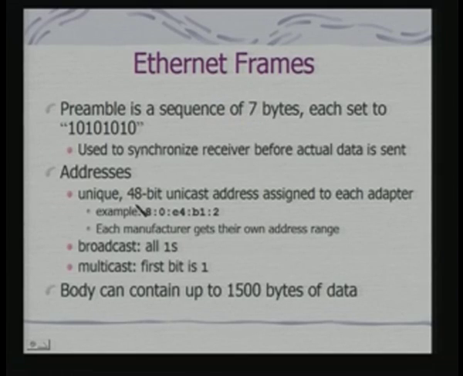The address is a typical 48-bit unicast address. This is an example, and each manufacturer can associate its own address. Now, if it is to be broadcast, then you use a special address. For multicasting also, you need to use a special address. So, once the address is checked, the hosts listening to this data would understand whether it is intended for multiple receivers or for a unique receiver. And the body can contain up to 1500 bytes of data.